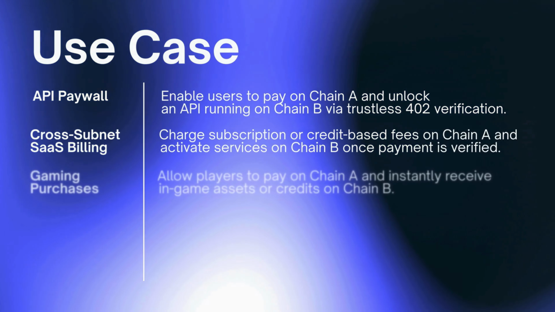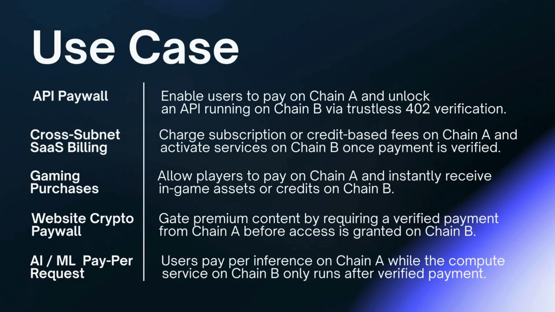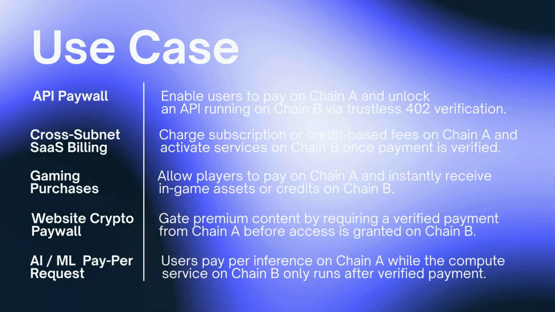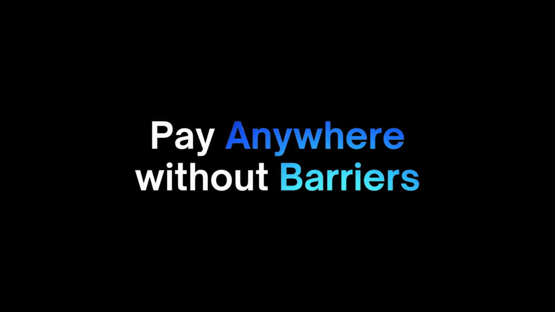WARP 402 enables users to pay on chain A and instantly unlock services, subscriptions, digital assets, and compute requests on chain B through trustless and automated verification. That's it for WARP 402. Pay anywhere without barriers.